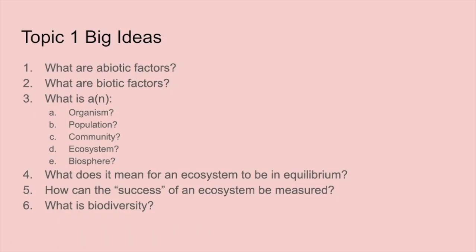So that brings us back to our big ideas for the day. Hopefully you can pull these out, okay? What are abiotic factors? What are biotic factors? What is an organism, population, community, ecosystem, biosphere? What does it mean for an ecosystem to be in equilibrium? And how can the success of an ecosystem be measured? What is biodiversity? Okay, so if you're looking for practice with that stuff, try the topic 1 section of the practice assignment for this week.